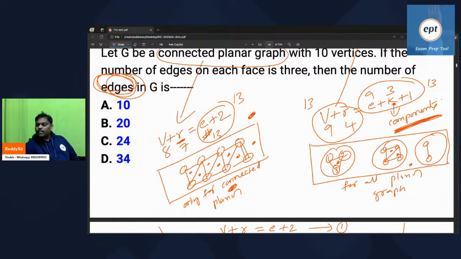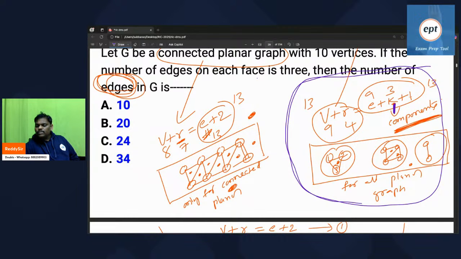The second formula is used for connected graphs also. If it is connected, keep the K value as 1. Suppose it is disconnected, whatever K value they give, you can use it. This one you can use every time. The other one is only for connected graphs.